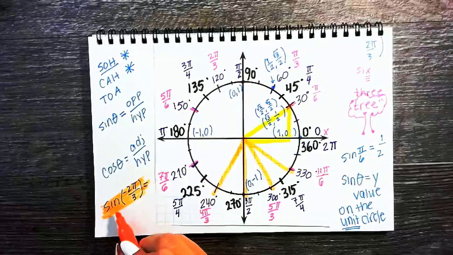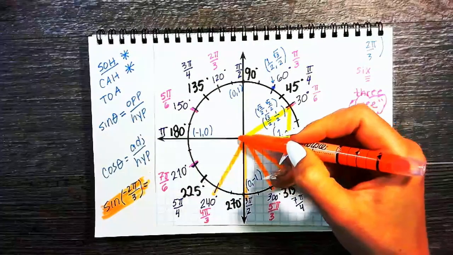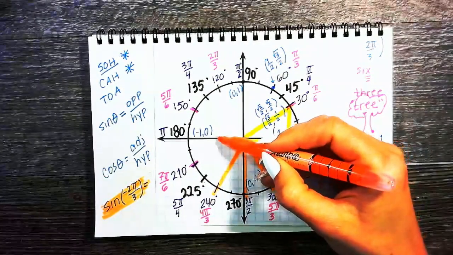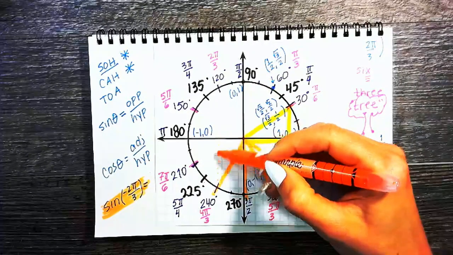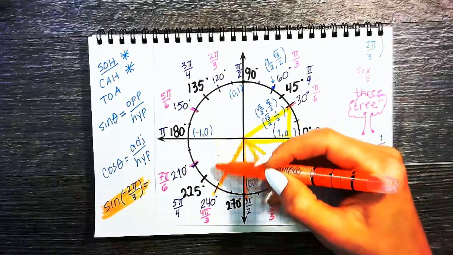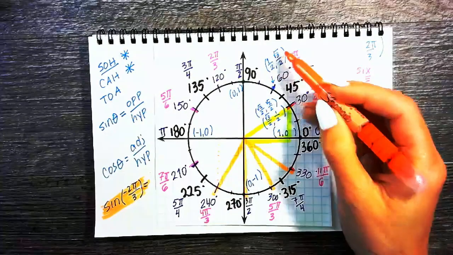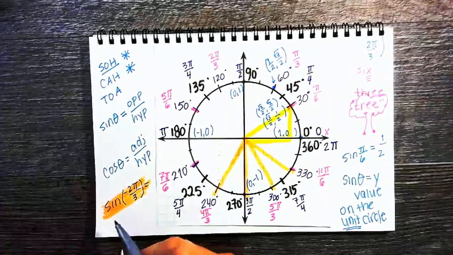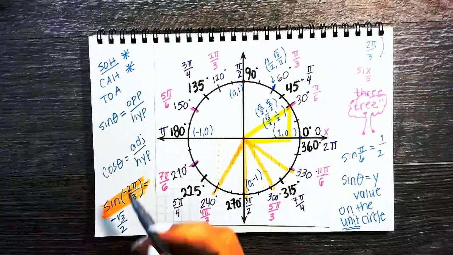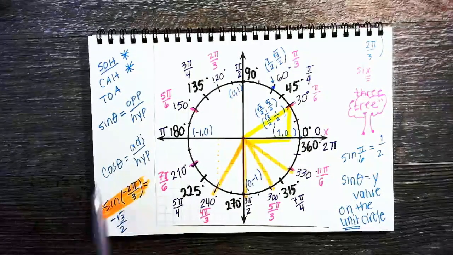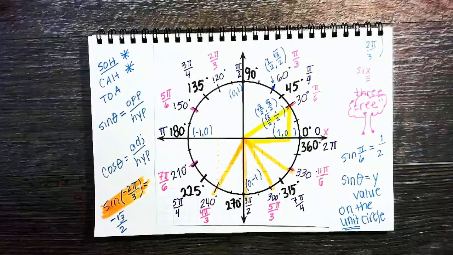Sine is the y value. Over a little, but down a lot. The y value is how far down. What's a lot? Negative, because down, square root of 3 over 2. Negative radical 3 over 2. Cosine. Cosine is adjacent over hypotenuse.